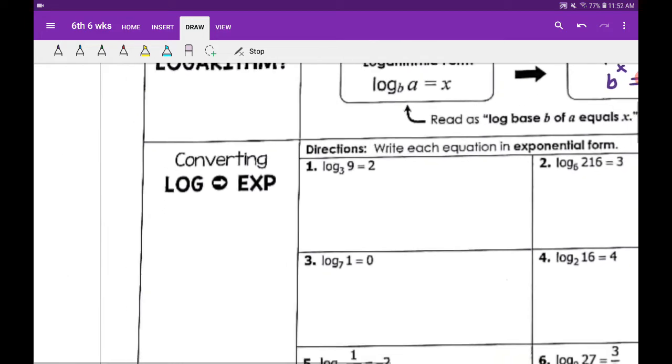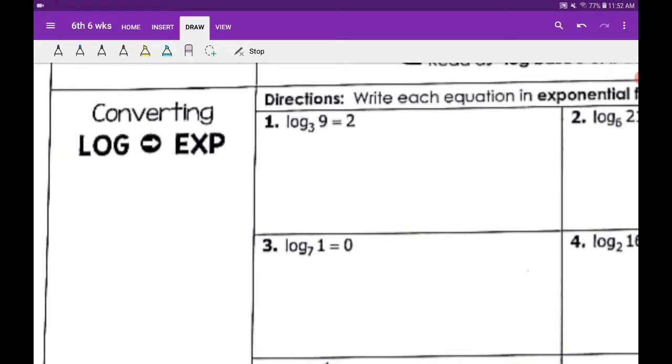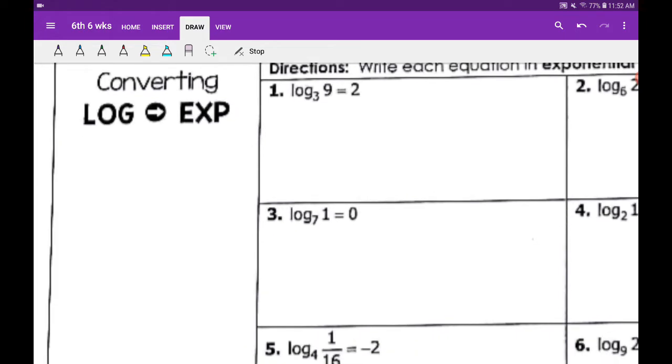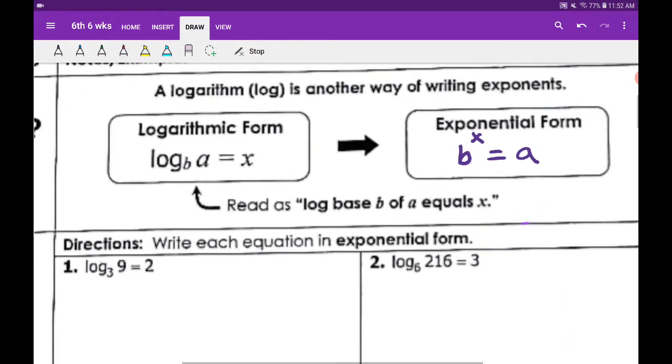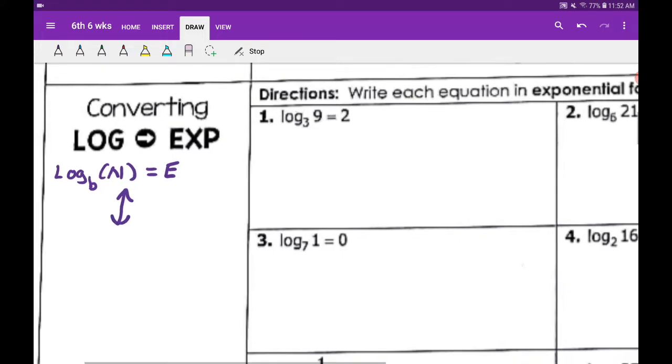Here's another way that I teach, and it can help in doing these conversions. I call it the Ben method. You just have to remember Ben, B-E-N. I write them a little differently to do this. So we have log base b of n. This is our argument, so I'm replacing a with n. N for number equals the exponent. Then we can convert them back and forth by remembering Ben.